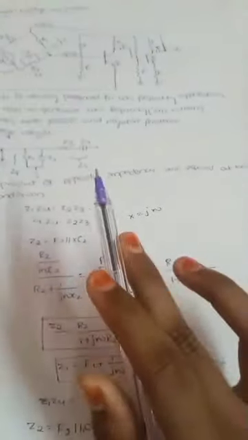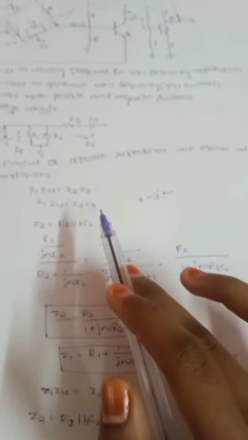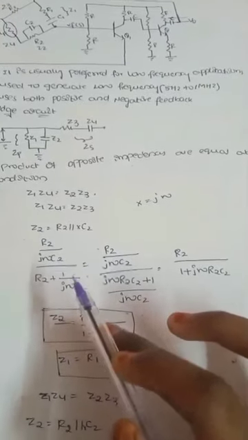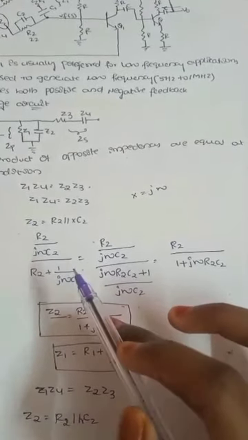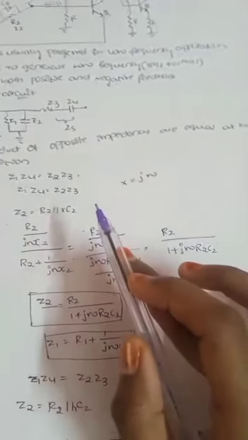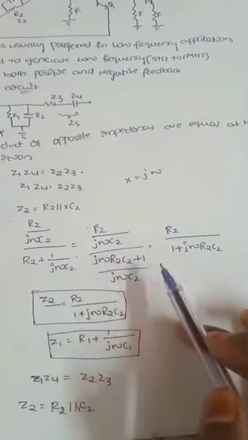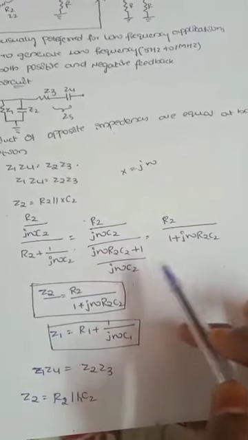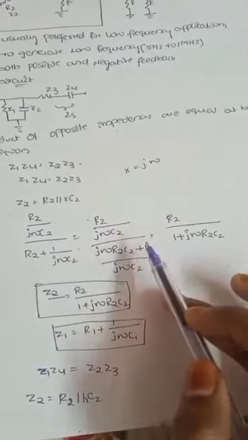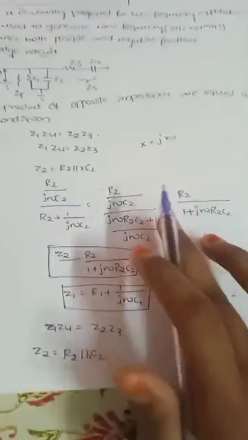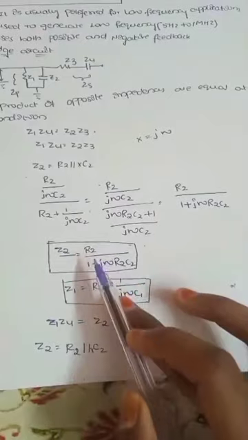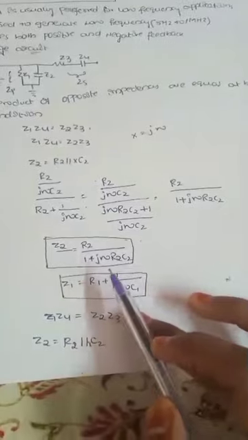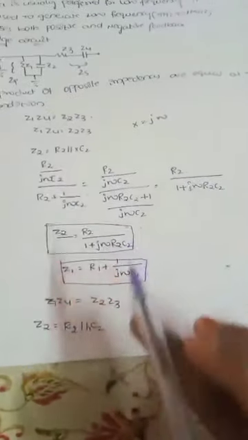Z2 is R2 parallel to XC2, which is R2 times 1 by j omega C2 over R2 plus 1 by j omega C2, which equals R2 by 1 plus j omega R2 C2. So Z2 is equal to R2 by 1 plus j omega R2 C2. Z1 is equal to R1 plus 1 by j omega C1.